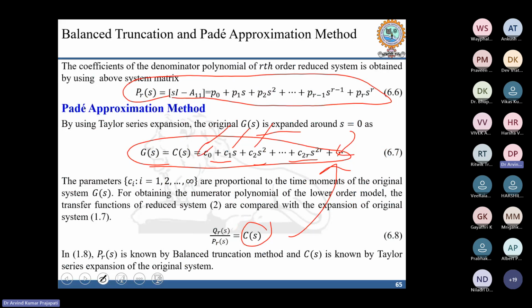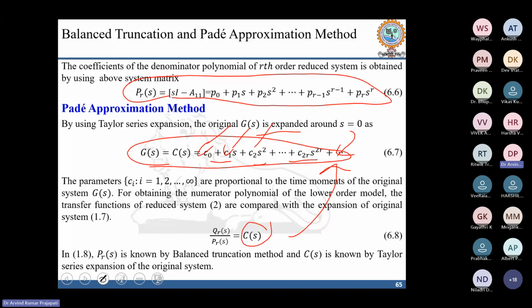So how to calculate C0, C1? It is given in the Padé approximation method as well as in the time moment matching method. Also, you can calculate C0, C1 by using the Routh stability method also. So that is another topic.